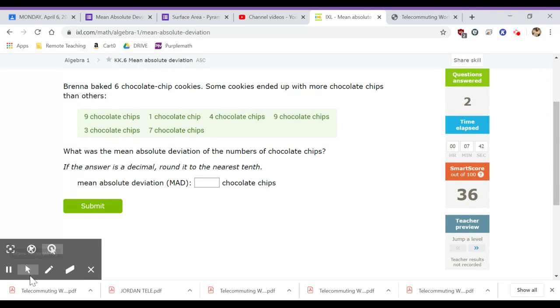Same thing, finding the mean absolute deviation. First step is to always find the mean of the numbers they've already given us. So I just have to add all these together. 9 plus 1 plus 4 plus 9 plus 3 plus 7.